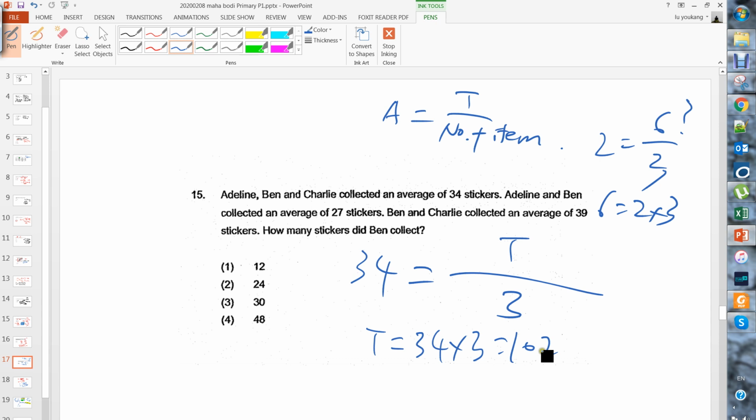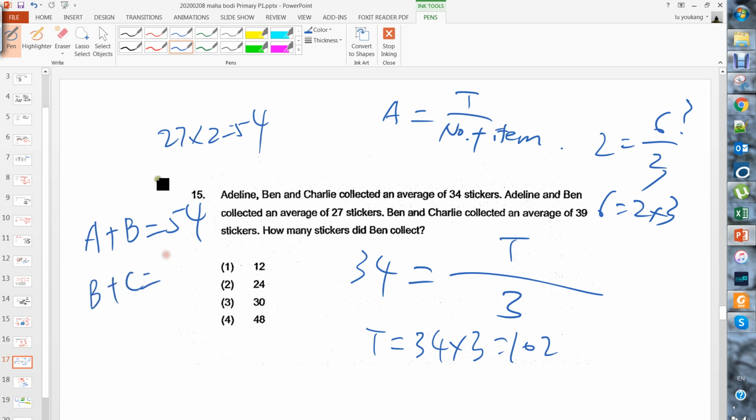So now it says Adeline and Ben collected an average of 27 stickers. So that means they total collect how much? 27 times 2, which is 54. Ben and Charlie collected an average of 39. So that means both of them collected how much? 39 times 2, which is 78. Am I right? Yeah. Now, how many stickers did Ben collect?